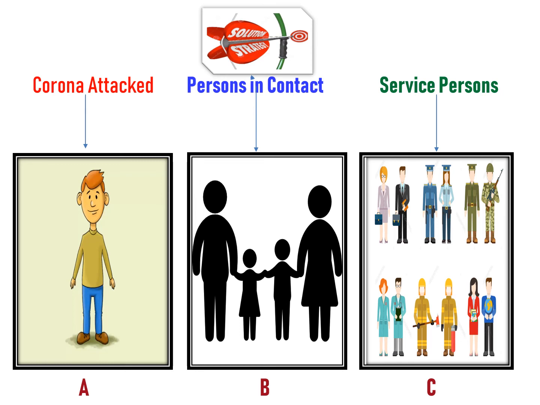The first one is the human beings who are attacked by this coronavirus, who are very, very important to save their lives because they are really suffering because of this virus. And the next one is the persons who are in contact with these corona attacked persons, like they may be their family members, maybe their neighbors, or knowingly or unknowingly, there may be some persons who are in touch with this kind of corona attacked persons. So I listed them as B.